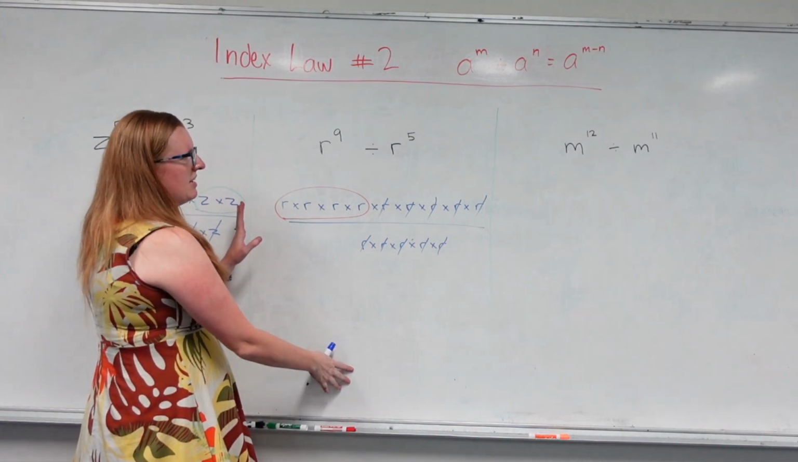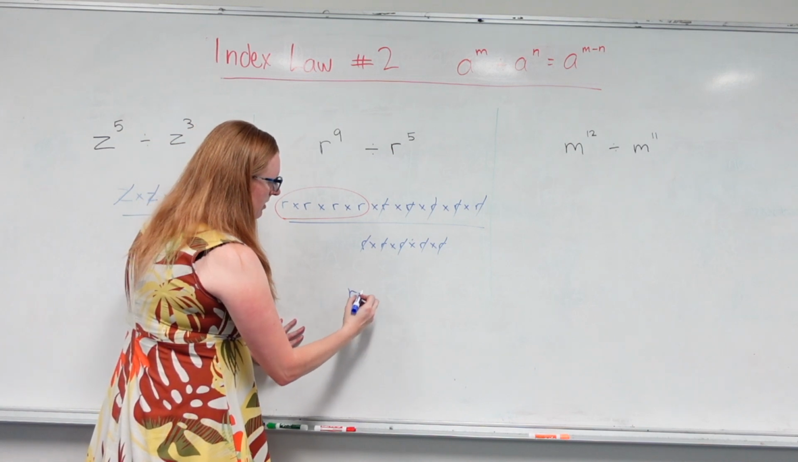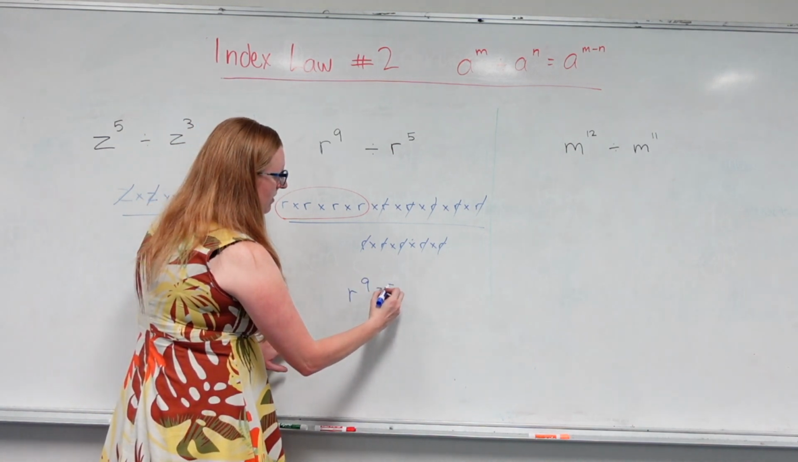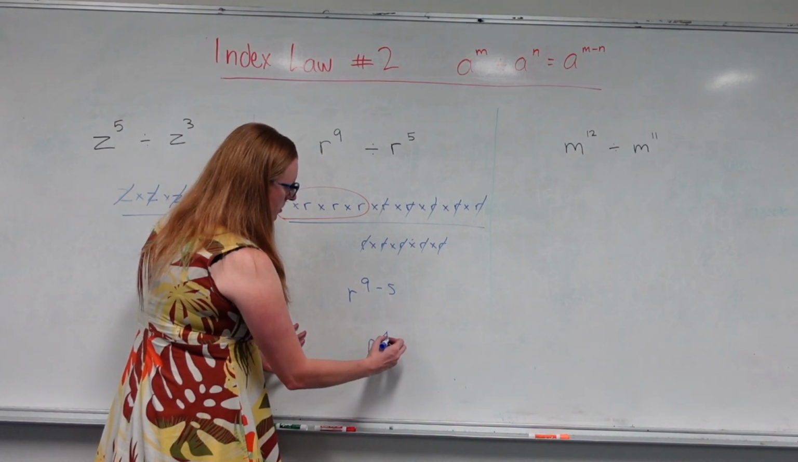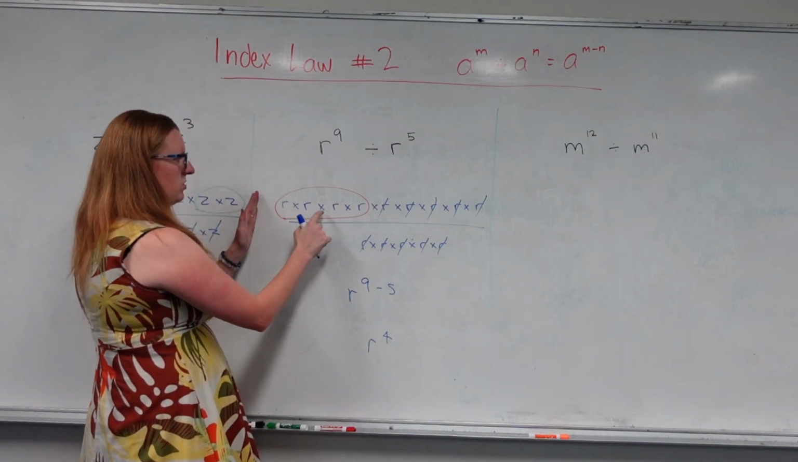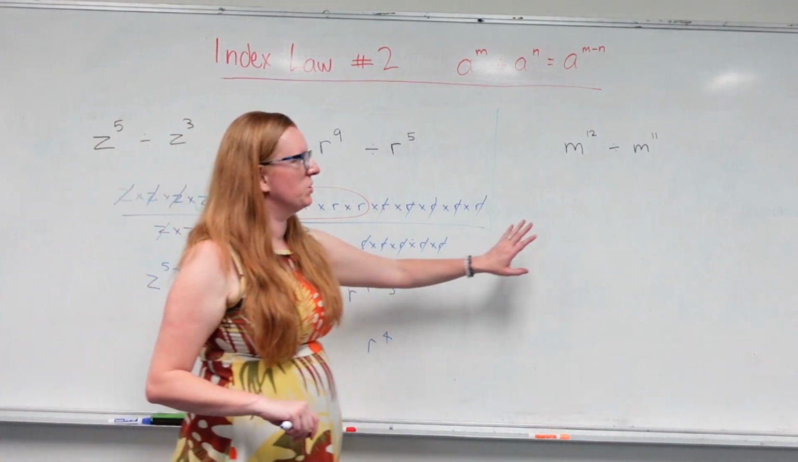Before I write my final answer, let's see if we can figure it out just using the rule. So I've got r to the power of 9 minus 5. The answer should be 9 take away 5, which is 4. Let's see if that's what we got. 1, 2, 3, 4. Happy days. Awesome. Let's do it one last time.